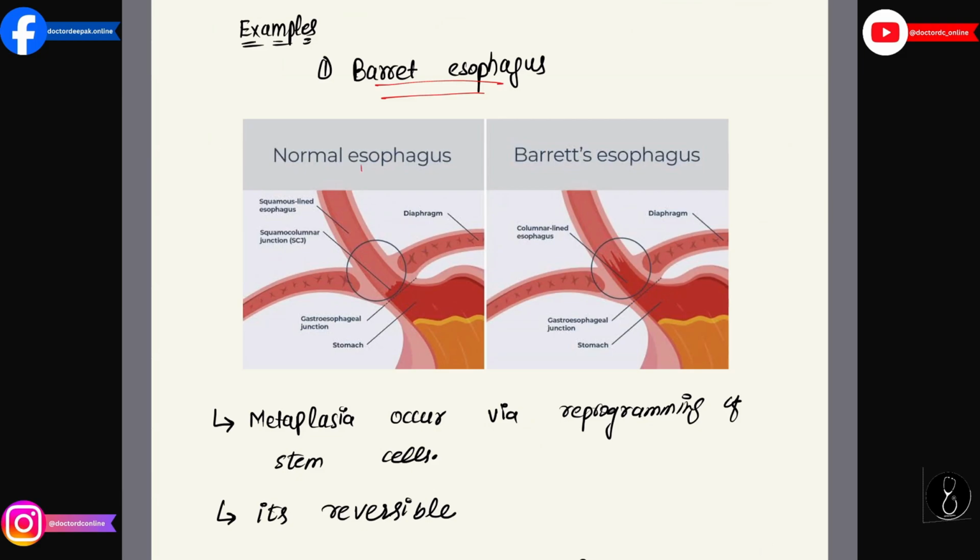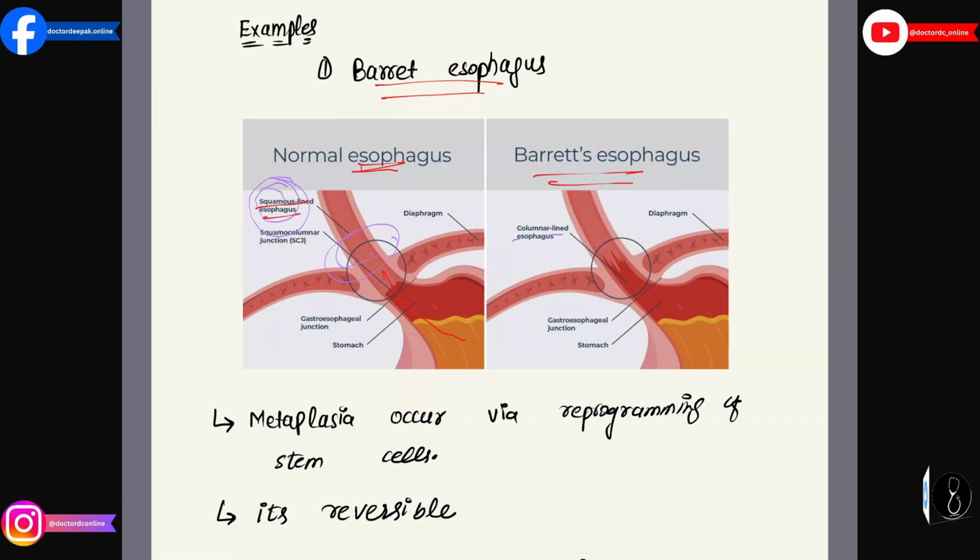Here is the normal esophagus. In the normal esophagus, we have squamous lined epithelium. But what happens in Barrett esophagus? When the acid goes from the stomach toward the esophagus, that acid puts a stress on the esophageal epithelium, and that squamous epithelium cannot handle this stress. That stress leads to a change of epithelium. The squamous epithelium is changed to columnar epithelium. So in the normal esophagus, we have squamous epithelium.